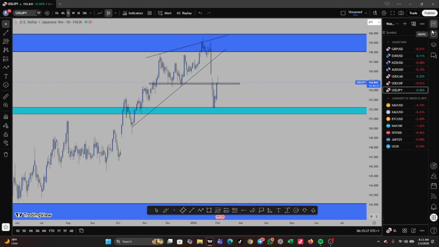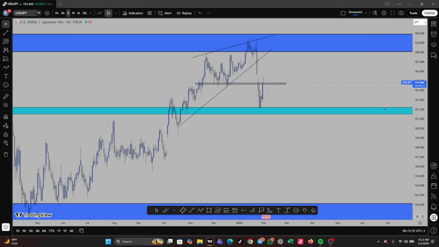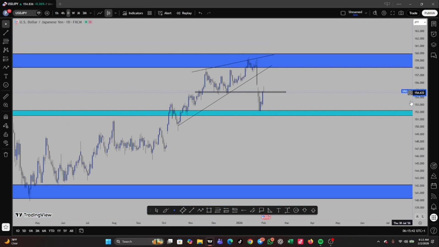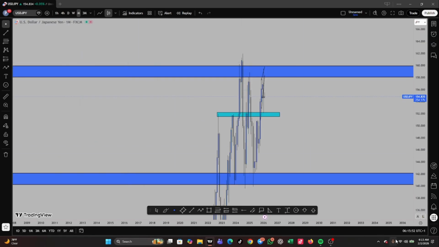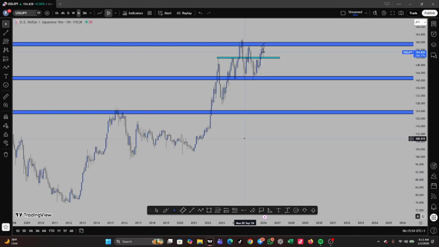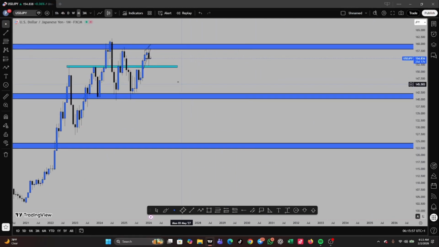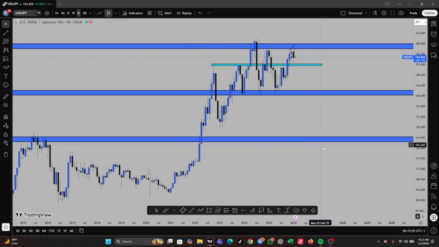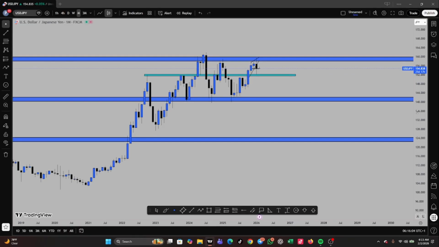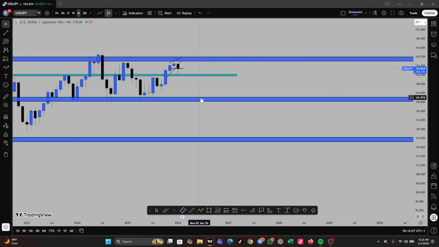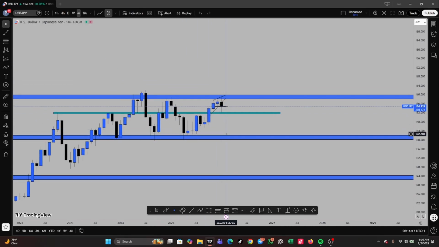USD JPY. USD JPY might likely start a strong bearish movement because we have a strong rejection from a major resistance level. If we look at the monthly chart, you should notice already from my chart that the royal blue bars are my major zones. So price already pushed to that extent on the USD JPY chart, and we have a massive sell off downward.